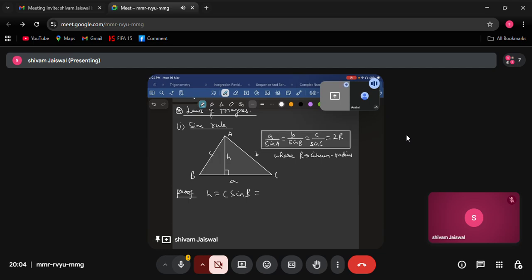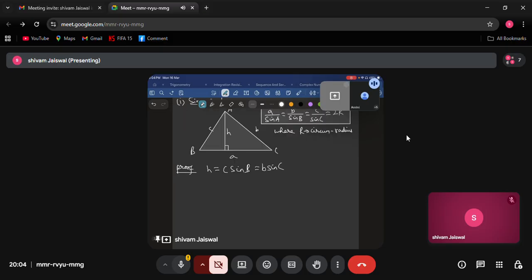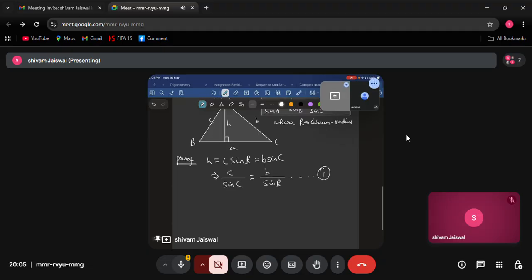It is also equal to B sine C. From here, can I say C by sine of angle C is equal to B by sine of angle B? This is equation 1.